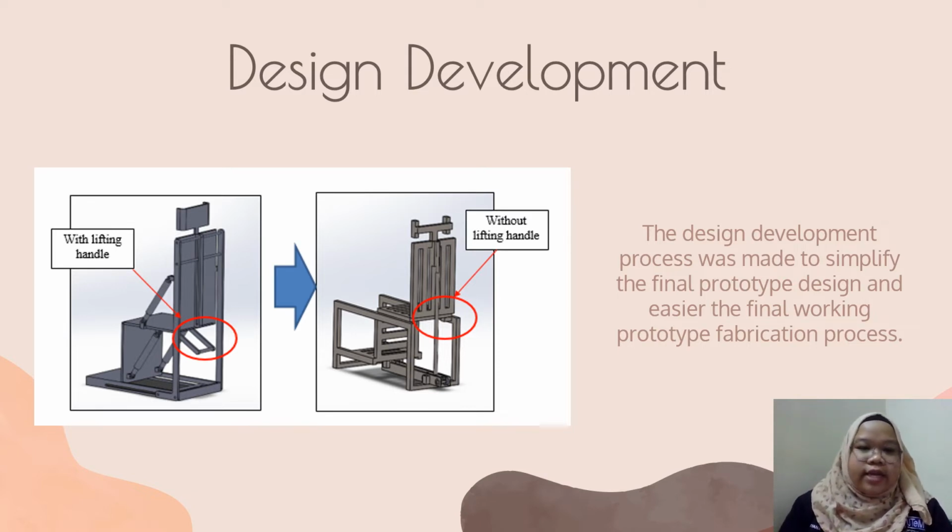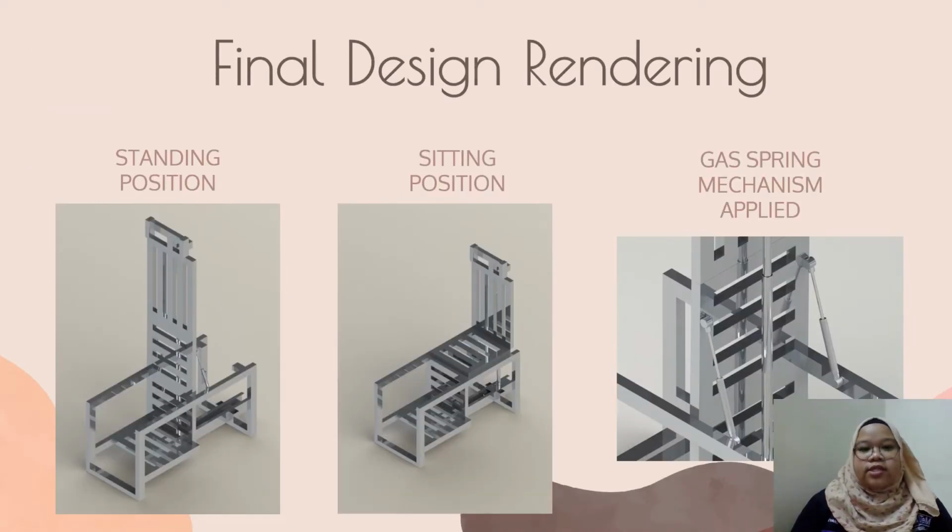The original design is here at the left, and then the development process was made. Then this is the new design. The design development process was made to simplify the final prototype design and make the final working prototype fabrication process easier. The difference we can see here is that the original design has a lifting handle here, but there is no lifting handle here. Next, the results. This is the final design rendering after the design development process, standing, sitting, and this is the mechanism of the fly.